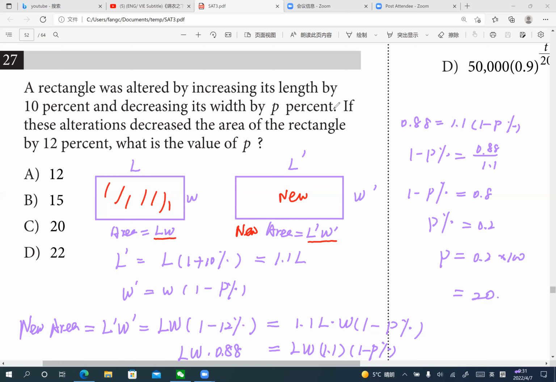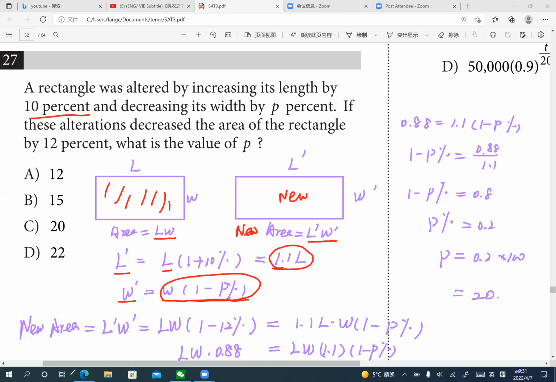The question says the new rectangle length increases by 10%. So L prime should be equal to L times 1 plus 10%, which is 1.1 L. So this is the new length. And the width decreased by p%. So W prime should be equal to W times 1 minus p%. So this is the new width.